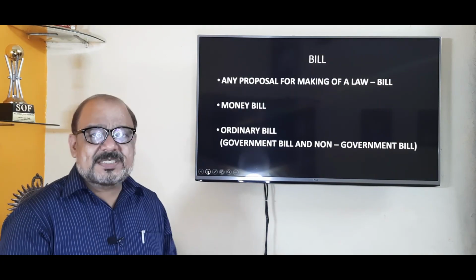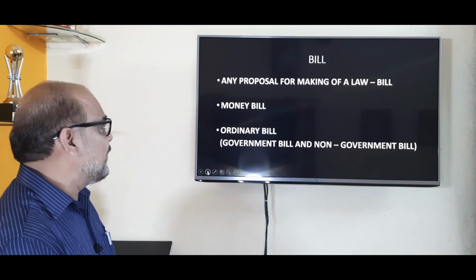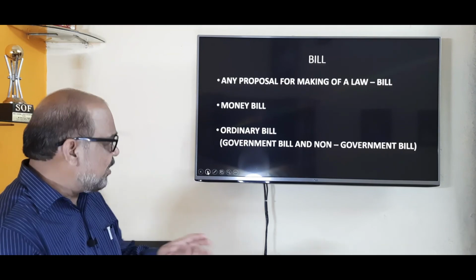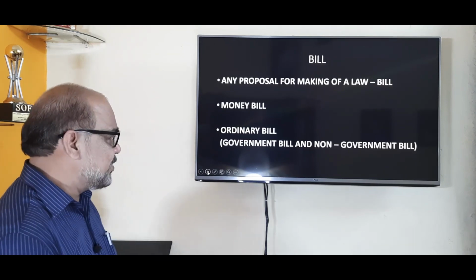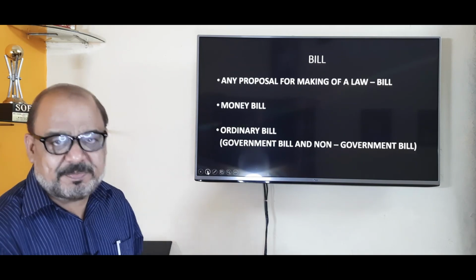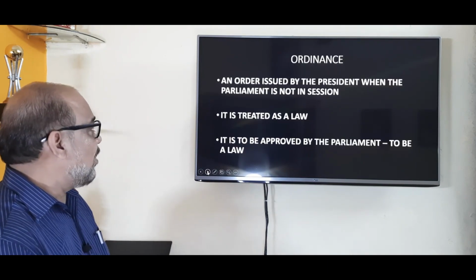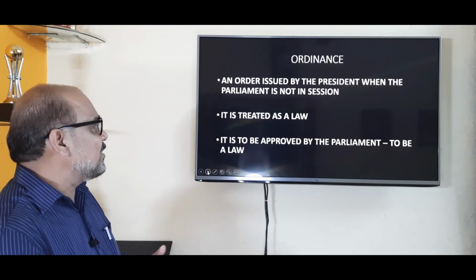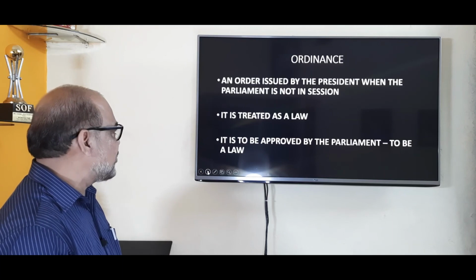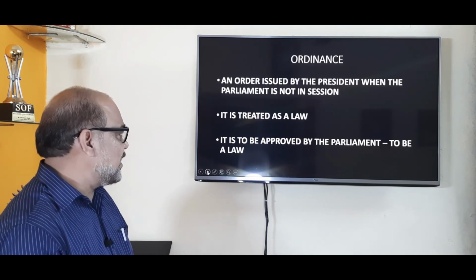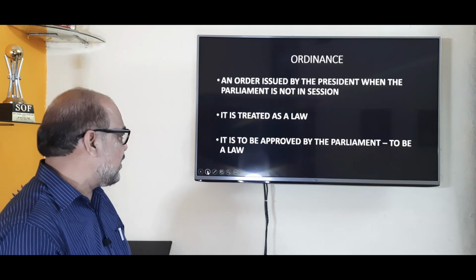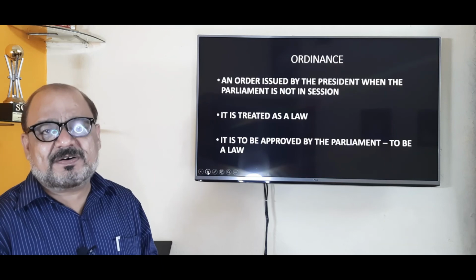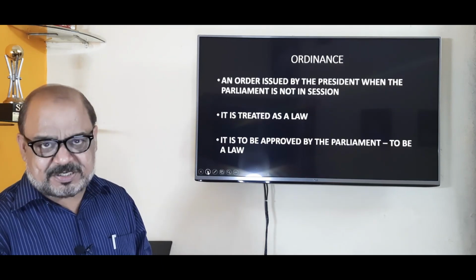Bill. What is a bill? Any proposal for making of a law is called bill. Bill is of two types, money bill and ordinary bill. Ordinary bill can be of two types, government bill and non-government bill. Ordinance. What is an ordinance? An order issued by the president when the parliament is not in session, it is treated as a law. It is to be approved by the parliament to be a law within 6 months since the date of its issue by the President of India.